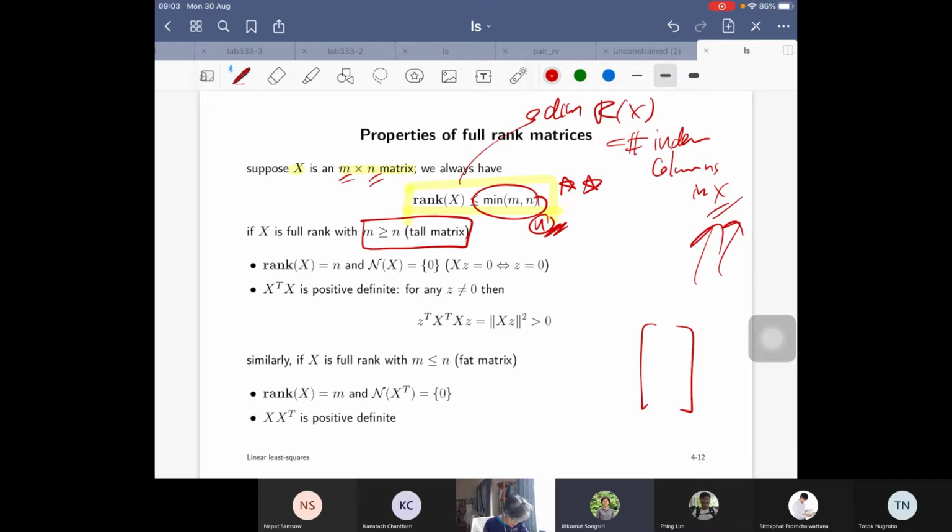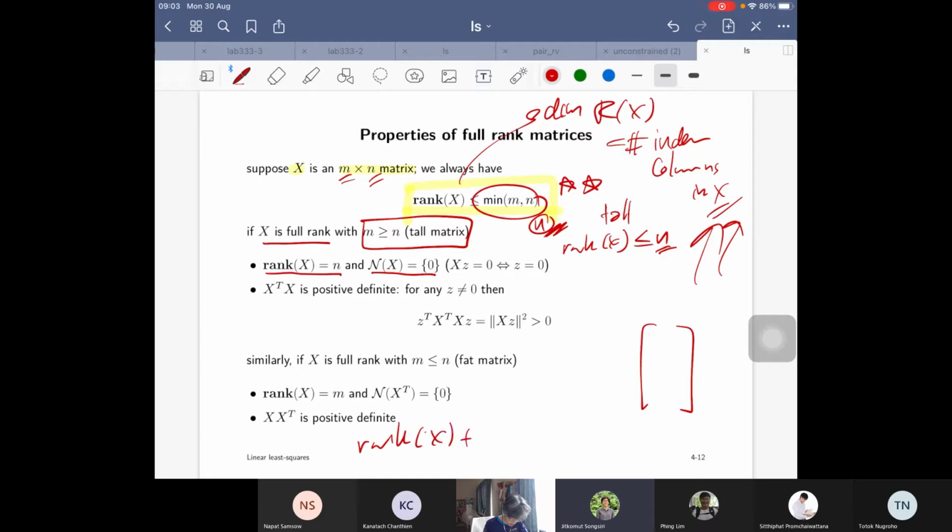So in that case, when we say X is full rank, it means the rank is at maximum. For a tall matrix, the rank of X is at most n. So if X is full rank, the rank of X is n. When the rank of X is n, the null space of X is going to be the 0 space. That is the rank nullity theorem.